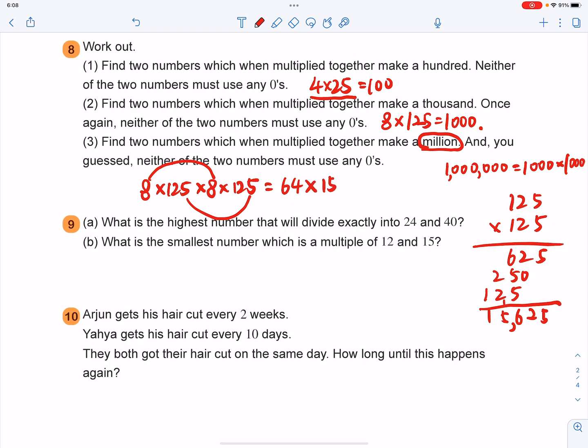Let me write that down for you. So that's the final answer, guys. The answer of the last question is 64 times 15,625, and then you got 1,000,000.